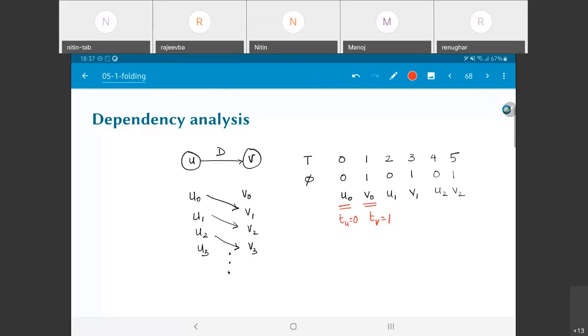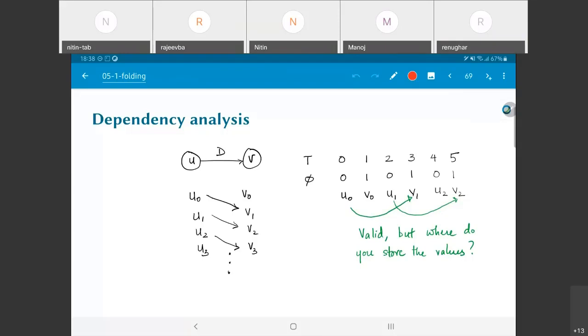What does that mean? However, there is one small catch, something that you need to think about. The output of U0 is going to be used by V1. So if I look at this, the output of U0 is being used by V1. Similarly, the output of U1 is being used by V2. So from a dependency point of view, there is no problem at all. The data is available at the time needed. There is no anti-causal dependency here.